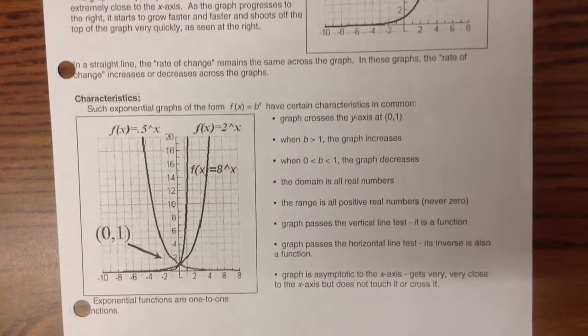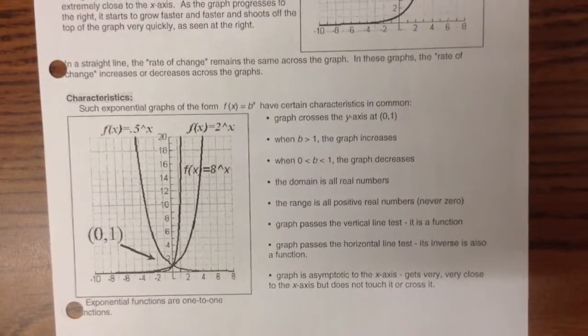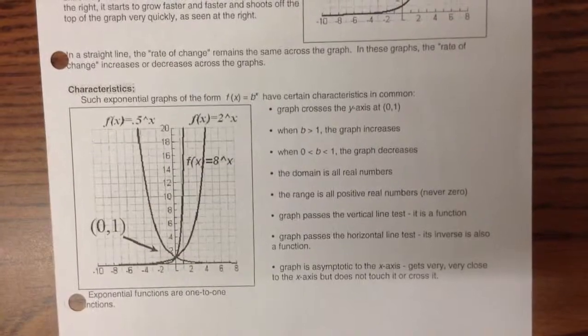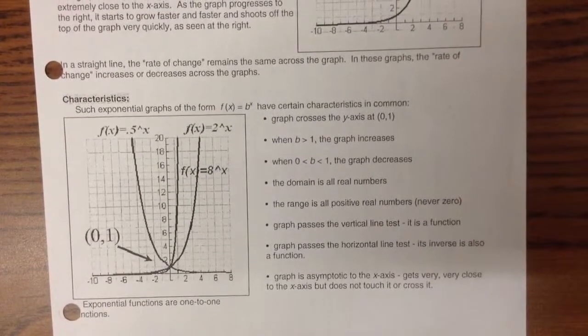The graph is called asymptotic to the x-axis. It gets very, very close to the x-axis, but does not actually touch it or cross it, even though, to the contrary, it looks like that.